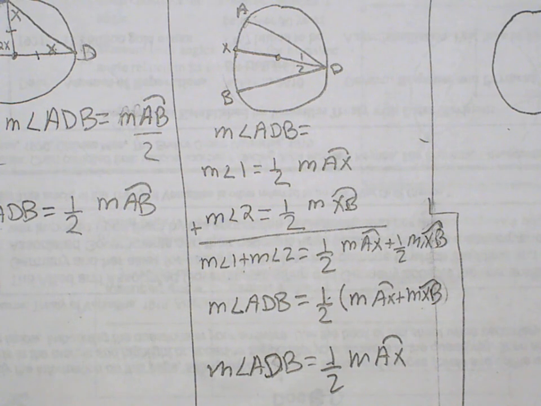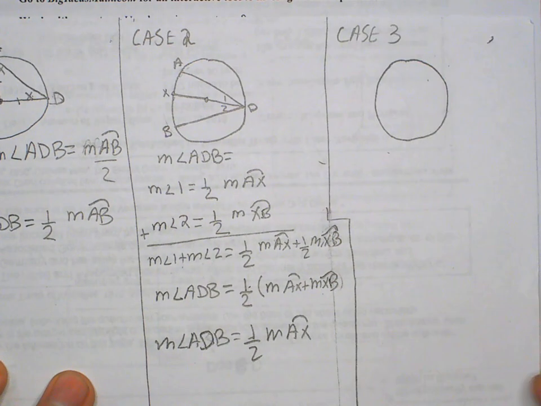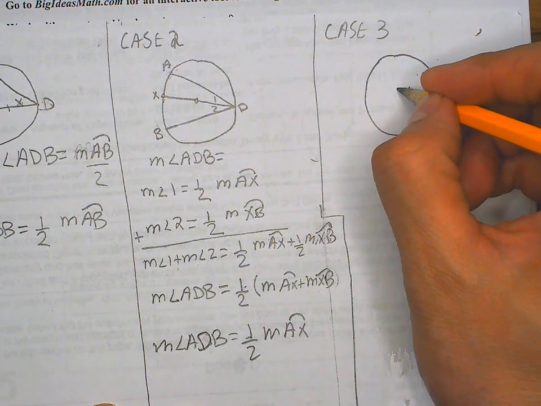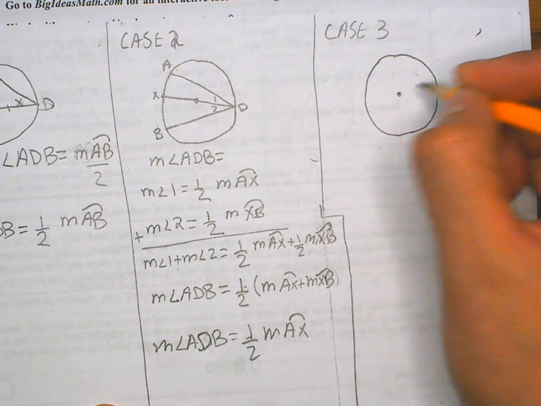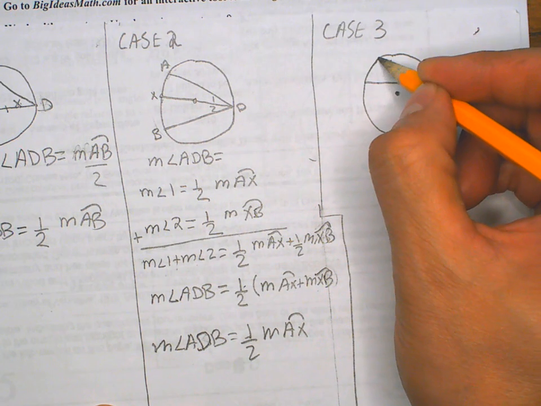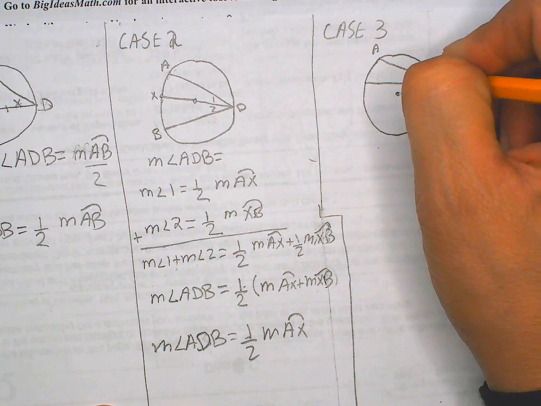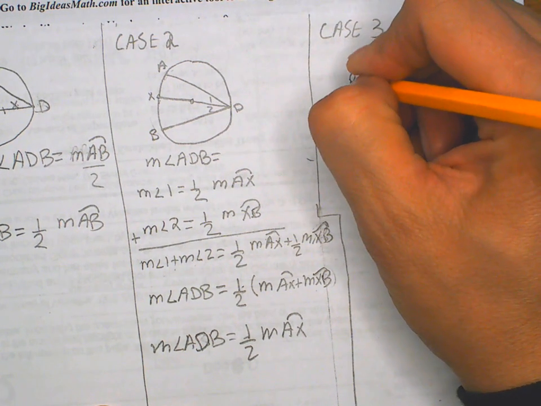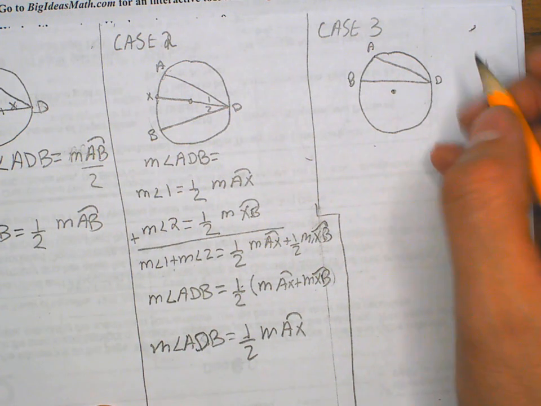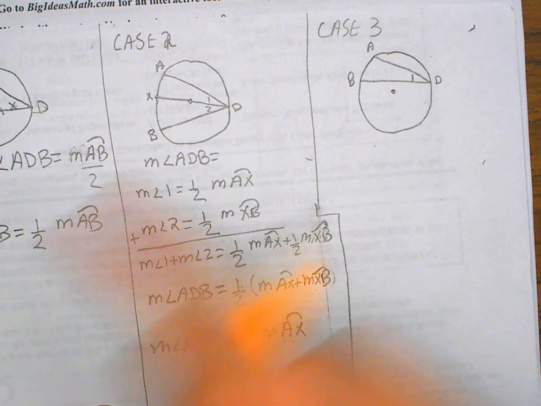Okay? All right, let's take a look at the third scenario. Now, in the third scenario, the center is actually not going to be included in there. So the inscribed angle is going to look something like this. I'm going to call this one A, D, and B. Now remember, I'm trying to figure out what that angle is going to be. So I'm going to call that angle 1 for right now. That's going to be angle ADB.